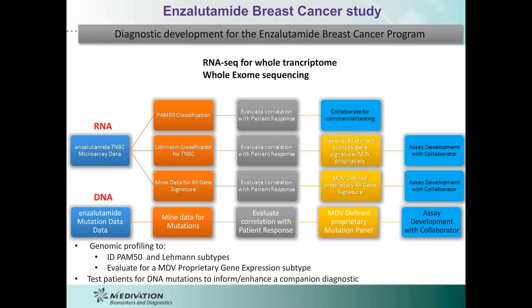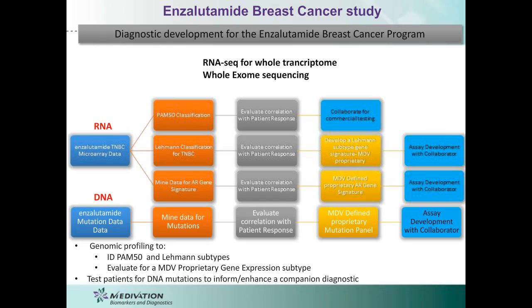Other classification procedures that we investigated include the Lehmann classification, which is specific for triple-negative breast cancers, and notably includes an androgen receptor high subgroup, or androgen-sensitive subtype potentially. And then we also used this to mine for novel signatures of androgen receptor gene sensitivity or drug sensitivity. And then there was also DNA available, and this DNA was utilized in order to look for mutations that might be useful in determining those patients who were likely to be sensitive to the drug.